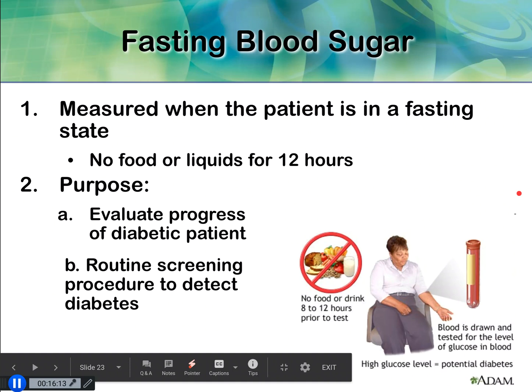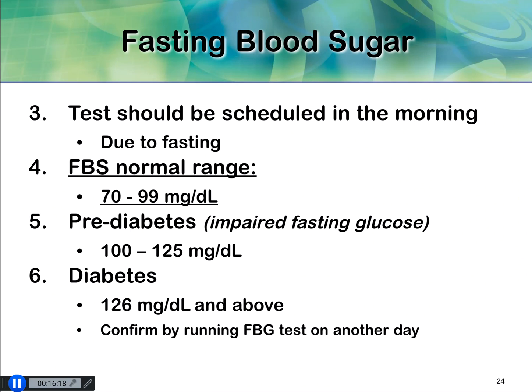So if the glucose levels are high, then that means potential diabetes. If the patient's fasting, you usually want to schedule that test for the morning, because people tend to get pretty cranky as the day goes on if they haven't eaten since the evening before. So you think 12 hours, right? If people have dinner at 7 p.m., by 7 a.m. the next morning, they're going to be hungry and ready for breakfast and cranky. So you want to get them into the lab or wherever they're going to be tested as soon as possible.